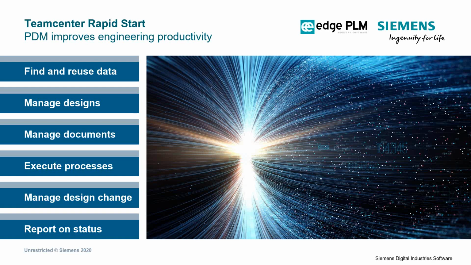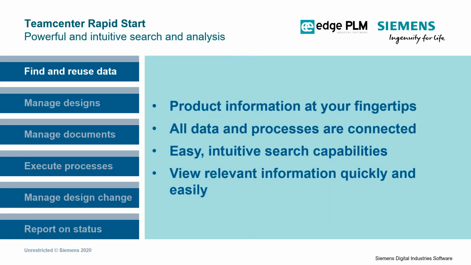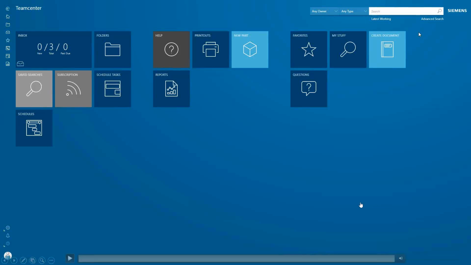We're going to look also at how I report things and a little bit at the additional pre-configured capabilities in terms of organization structure, security, and so forth within the system. So finding and reusing data, we'll go through quickly because we've already seen most of that in my overview demonstration. But basically, it's about having product information at your fingertips, having all the data and processes connected, and finding and searching for them easily and viewing all the relevant information in a fast manner.